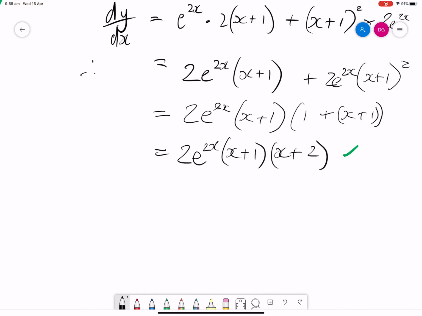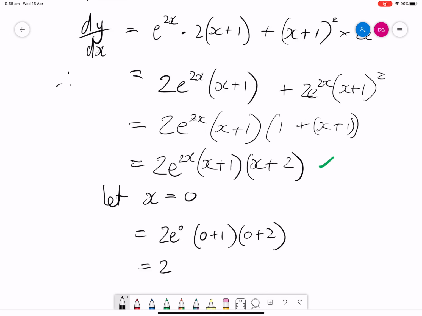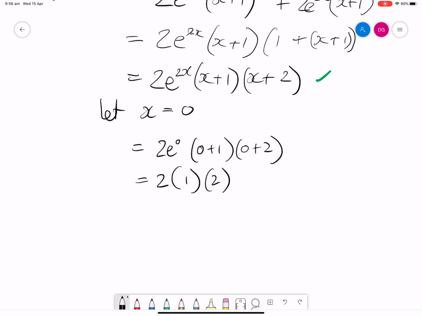So what I'm going to do is let x equal 0 in that equation. So then we'll have 2e to the power of 0 times 0 plus 1 times 0 plus 2. Okay, 2e to the power of 0, anything to the power of 0 is 1. So I have got 2 times 1 times 2, which equals 4. So that means the gradient at that point is equal to 4.